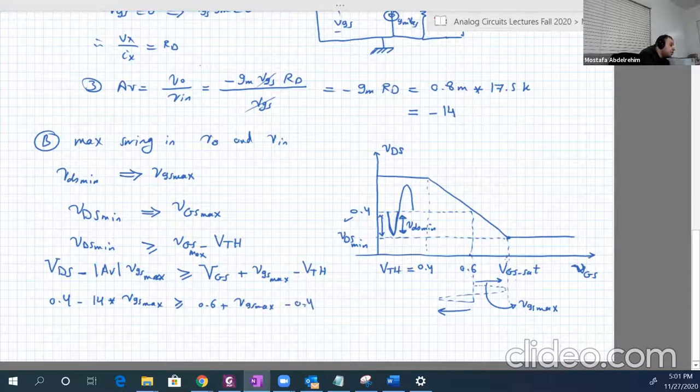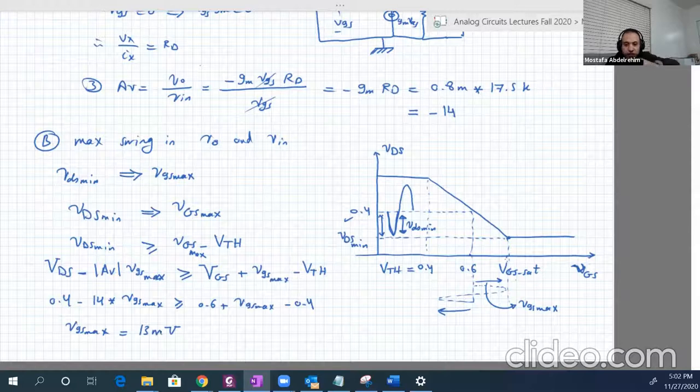And from that inequality here, we're going to find that VGS maximum is equal to 13 millivolt. Very small. So the maximum input is 0.6 plus 13 milli, which is 0.613. And the minimum input is 0.6 minus 13 milli. Okay.